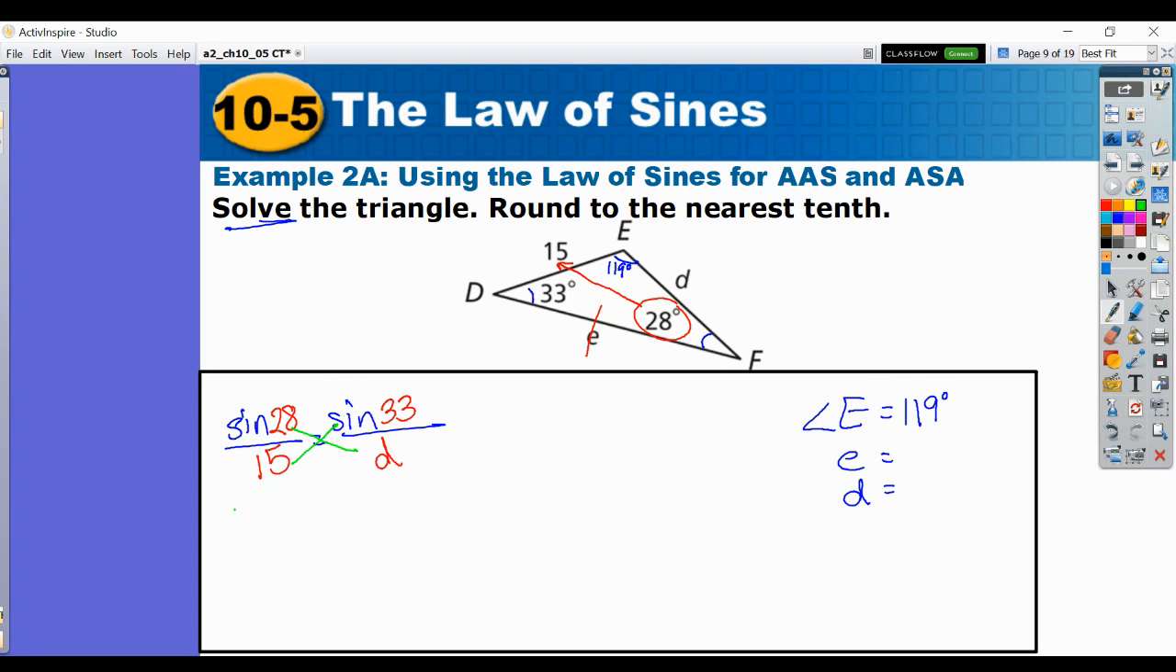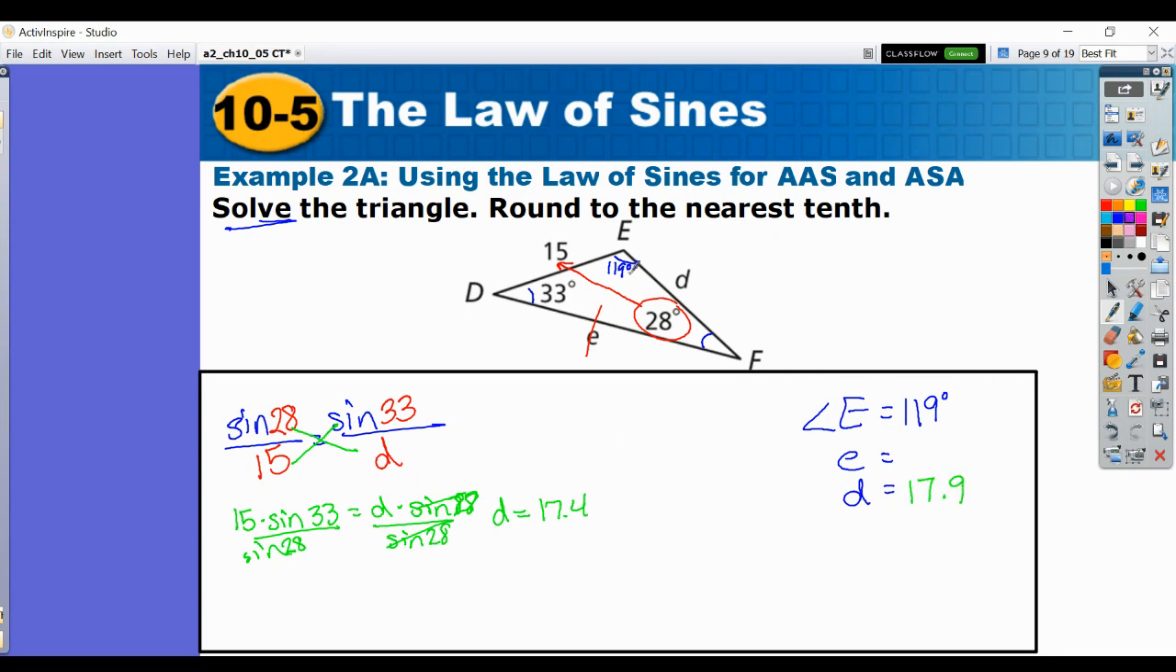So all I need to do now is cross multiply and divide. If I was doing this out, I would have 15 times the sine of 33 equals d times the sine of 28, and I'll just divide by sine of 28. And then I'll have d. So in my calculator, 15 times the sine of 33, and I like to hit enter or close that parenthesis, and then divide by sine of 28. My answer for d is 17.4. I'm going to put this over here so that I have my final answer all clean in one spot.